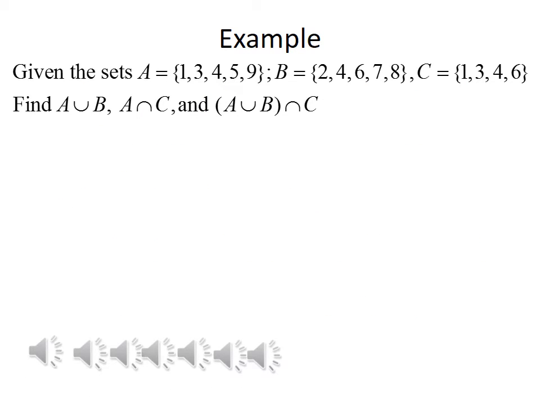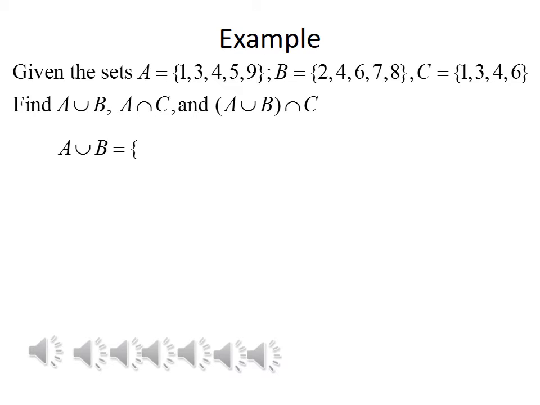So let's do an example where we're going to work with intersections and unions. Given the sets A equals 1, 3, 4, 5, and 9, B equals 2, 4, 6, 7, and 8, and C equals 1, 3, 4, and 6, find the following: A union B, A intersection C, and A union B intersected with C.